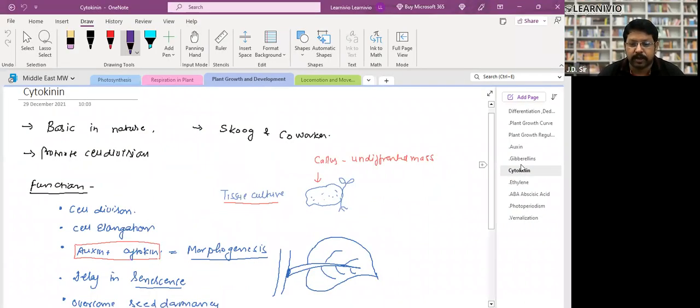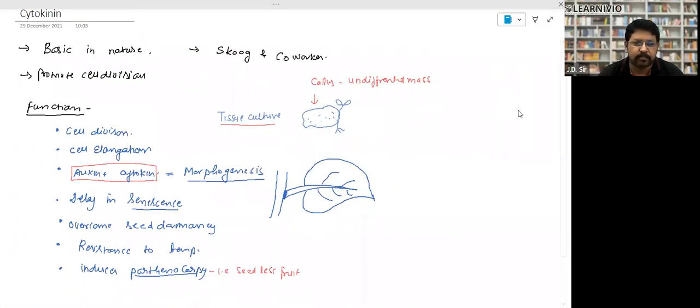Cytokinin. Cytokinin is basic in nature, right? This is basic in nature.